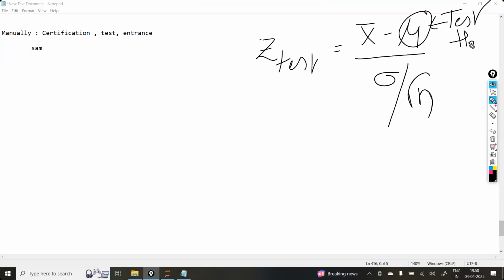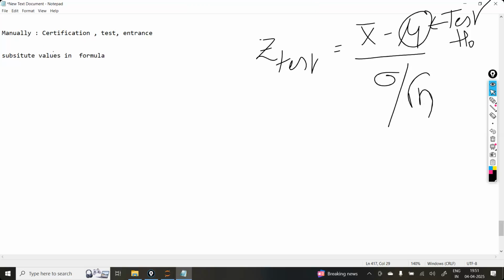In the H naught, whatever value you write, in the null hypothesis, some number you are going to write, right? That number only will be the mu value in the Z test. And X bar minus mu divided by sigma by square root of n. The remaining values, they will directly give in the question. What you have to do is just substitute these values in the formula.